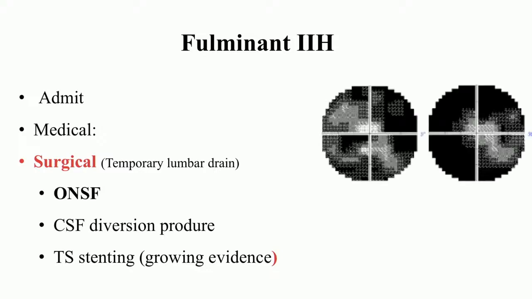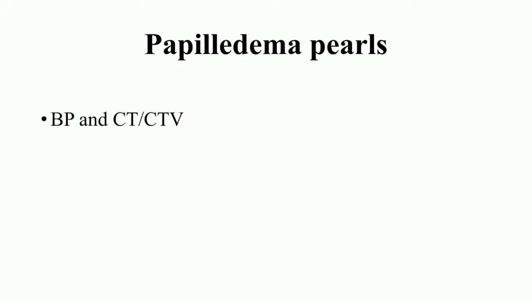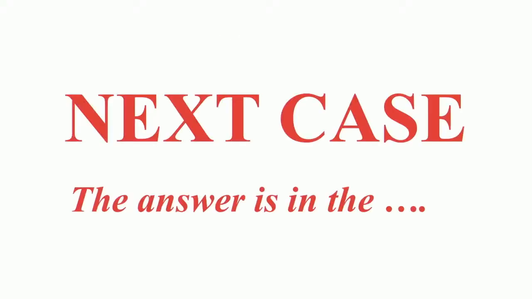We chose optic nerve sheath fenestration for this patient, and she improved her visual fields to driving vision. So thankfully, this is a happy ending. So the pearls for papilledema are to always check the blood pressure, do a CT-CTV to rule out the causes that can cause high morbidity and mortality, and remember that recognizing fulminant IIH is important. Admit these patients, and ultimately they will need surgery.